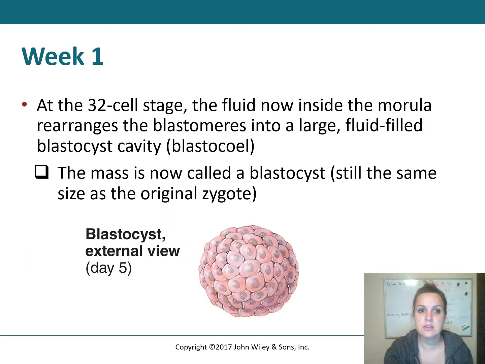By the 32 cell stage, the fluid inside the morula rearranges the blastomeres so that there's a fluid-filled cavity called the blastocyst cavity. The mass is now called the blastocyst, so it has a new name, and it's still the same size as the zygote. So you go from zygote to morula to blastocyst.